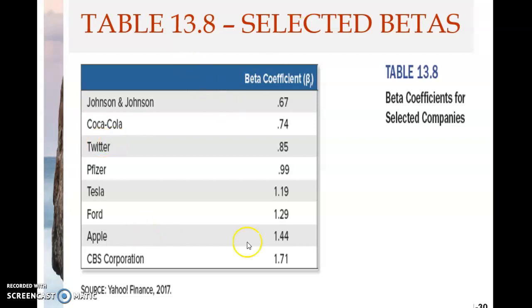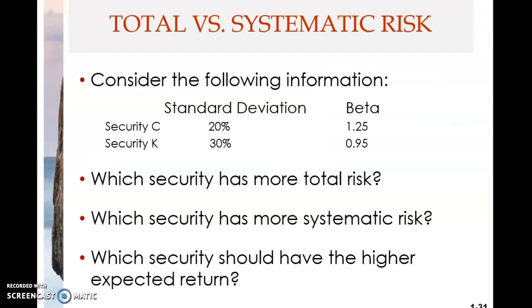Now Apple has 1.44 times. It is more than the market risk. Usually the higher the beta, it means that the stock has higher systematic risk. Is that okay? Alright, we move on. Now we look at, in this example, total versus systematic risk. We consider the following information.